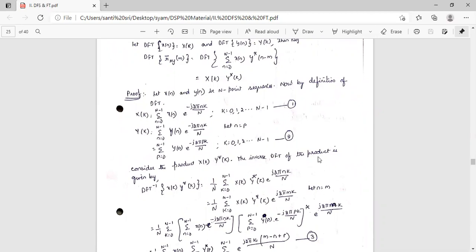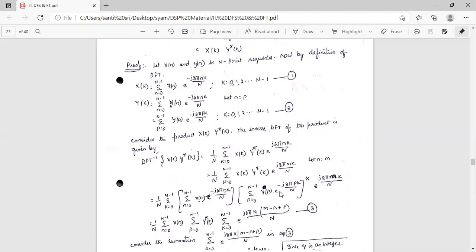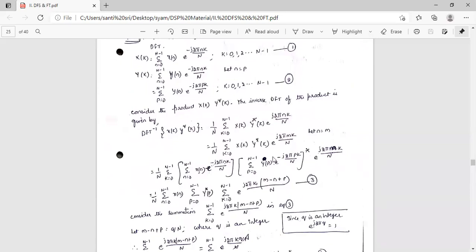The inverse DFT of the product is given by inverse DFT of X of k into Y star of k is equal to 1 by N into sigma k equal to 0 to N minus 1 X of k into Y star of k into e power plus j 2 pi nk by N. Okay, let n equal to m, so that it will become 1 by N into sigma k equal to 0 to N minus 1 X of k into Y star of k into e power j 2 pi mk by N.